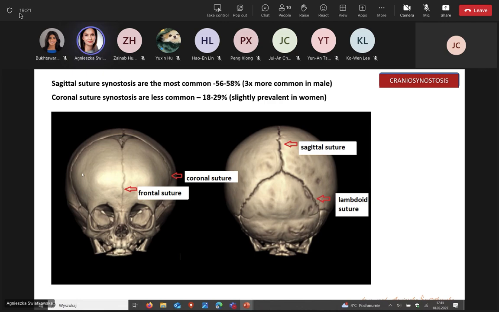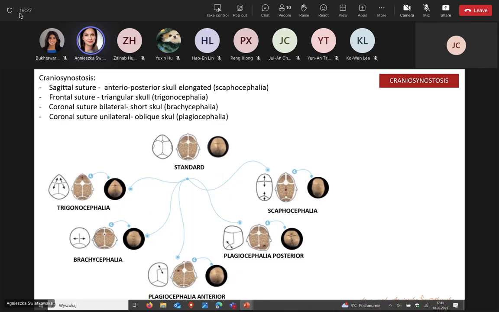This kind of synostosis is slightly prevalent in a group of women. Here you can see, depending on the type of synostosis, we can observe different shapes of the head. For example, a sagittal suture synostosis leads to anterior-posterior skull elongation, scaphocephalia, as you see here.